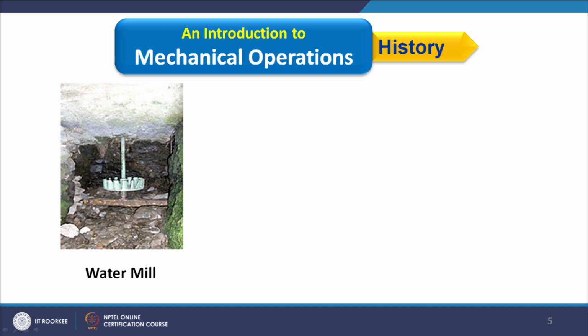Another example from history I have taken is the watermill. Now, what is this watermill? If you can see this figure, it has a shaft, a vertical shaft, and over here we have the rotating disc.